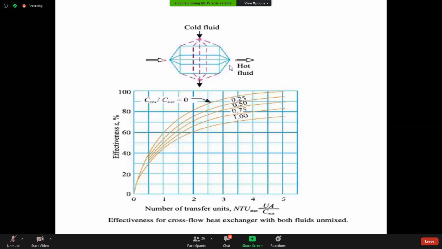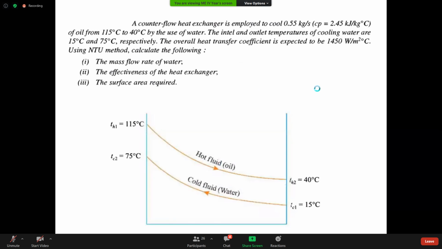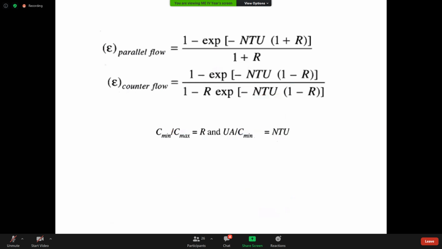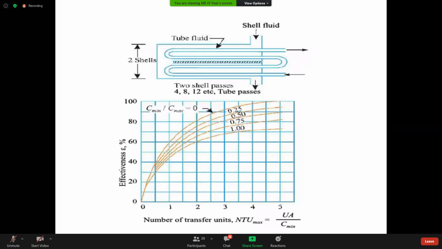నెక్స్ట్ cold fluid, hot fluid. Both the fluids are mixing like this. Both fluids are unmixed. We can use this. And conditions are given, right? So this way, in this way you have to do. So we have to see, and let me explain the problems, and then I will go to again the data book.